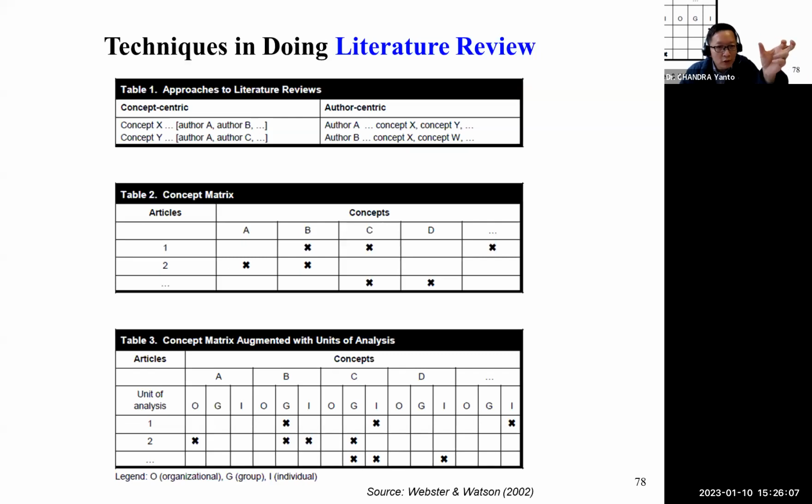So you can identify different concepts or variables and mention the author's name, or start with the authors and the concepts. So you can organize across this or that model. But the one that I like more is actually table 2 and table 3. And table 2 is actually kind of very nice.